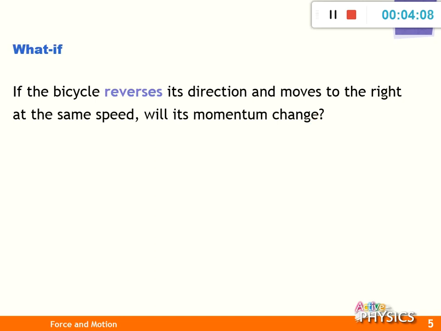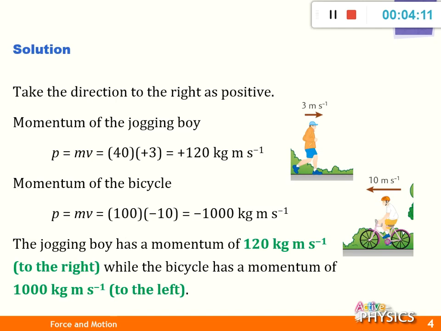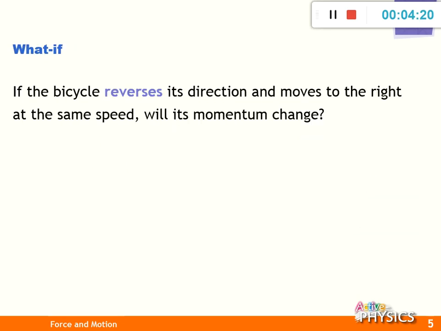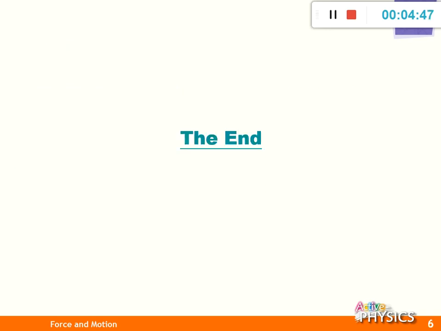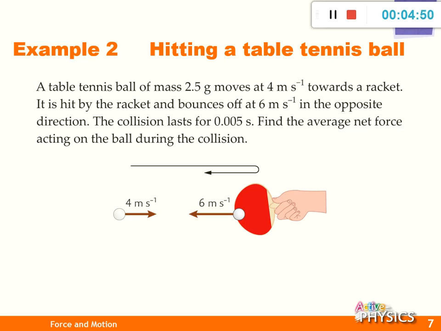What if question? If the bicycle reverse its direction, it means that originally it should be negative 1000. Reverse the direction, then the value will be reversed to positive 1000. To the right at the same speed, will its momentum change? The answer is yes, because momentum is a vector. The direction is changing. Okay, so the direction is changing, then the momentum will change. If the direction without any changing, but the magnitude is changing, the momentum is also changing. Okay, that's the end of the example 1.